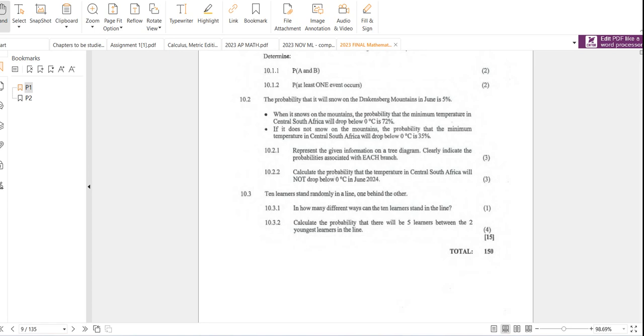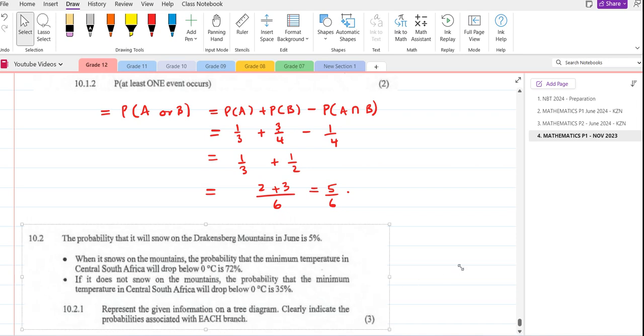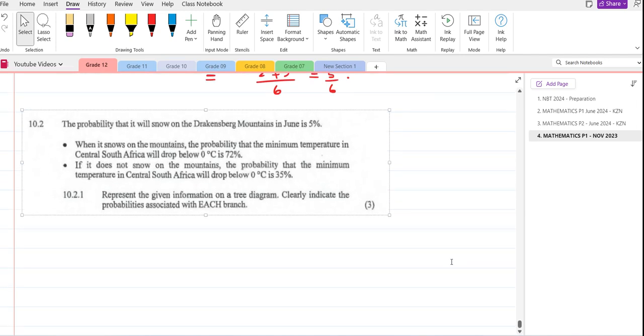10.2. The probability that it will snow on the Drakensberg mountain in June is 5%. So it snows in June in Drakensberg with probability 5%, and it does not snow with probability 95%. So we're going to use, let's see, when it snows on the mountain, the probability that when it snows, so this is some kind of given condition.